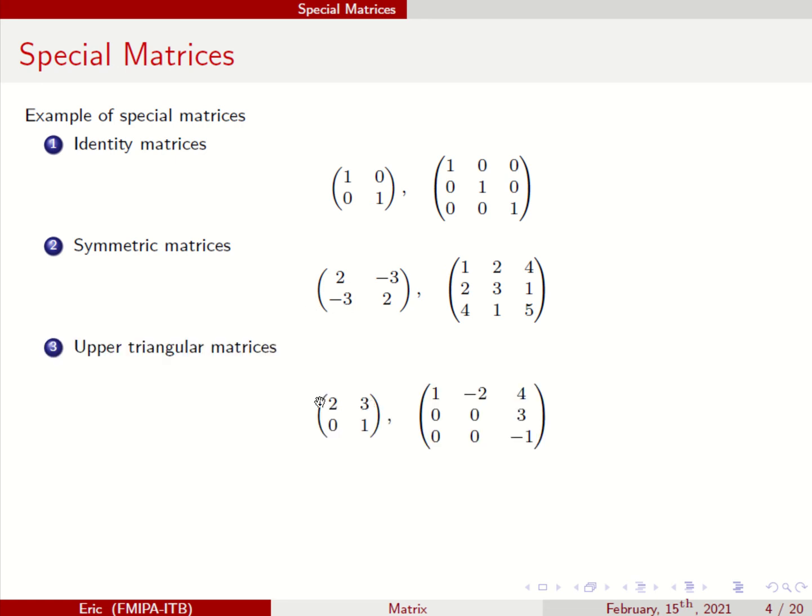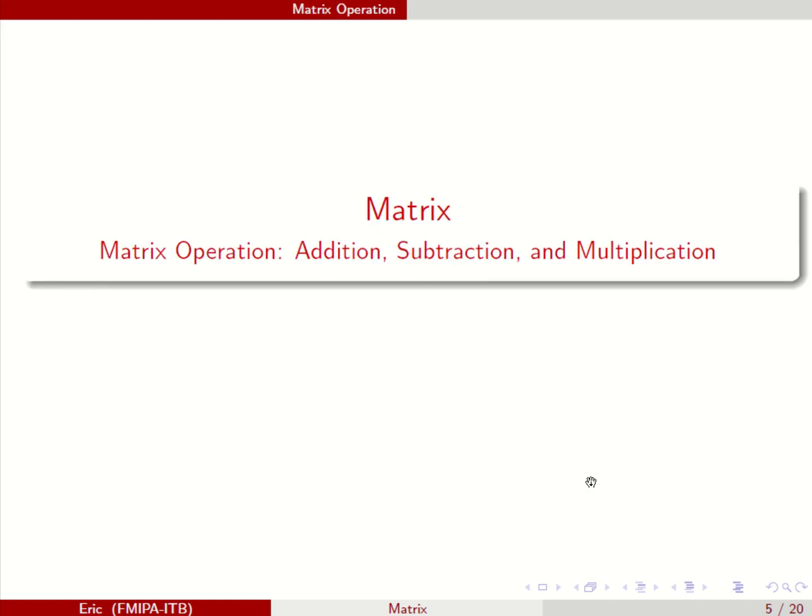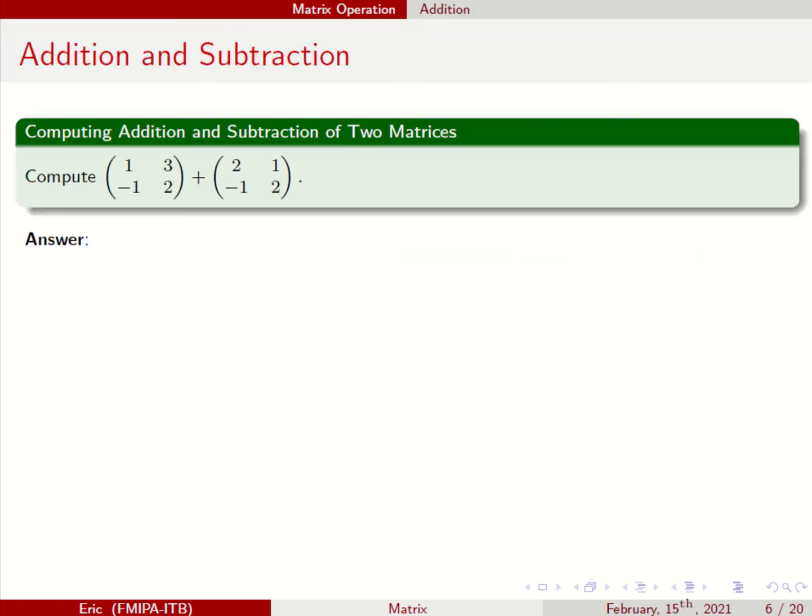For an upper triangular matrix, the nonzero entries are just on the upper triangular part, but they can also be 0. But the lower part should be 0. This is the lower triangular matrix, and this is also a lower triangular matrix. Okay, then we will continue to matrix addition, subtraction, and multiplication.